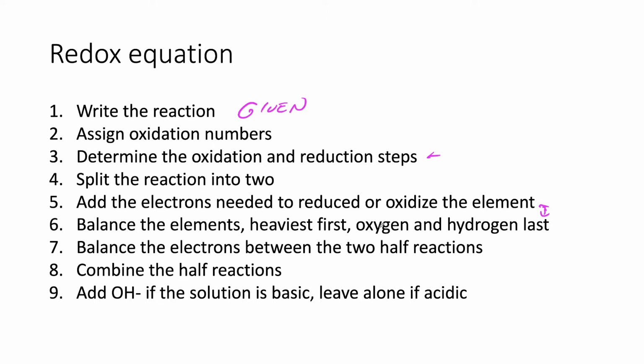And then, after the elements are balanced between the two half reactions, you're going to have to balance the number of electrons in between. And before we do that, to balance hydrogen and oxygen, we're going to add water. Add H2O for oxygen and H plus for hydrogen.